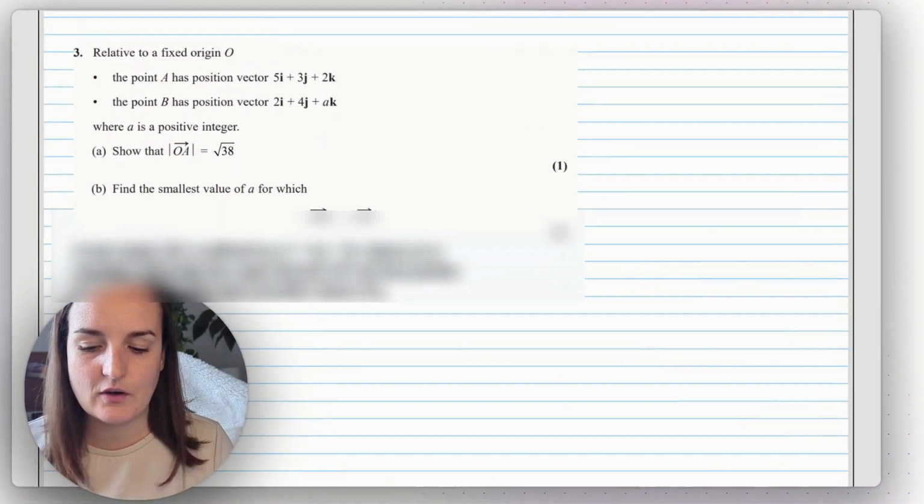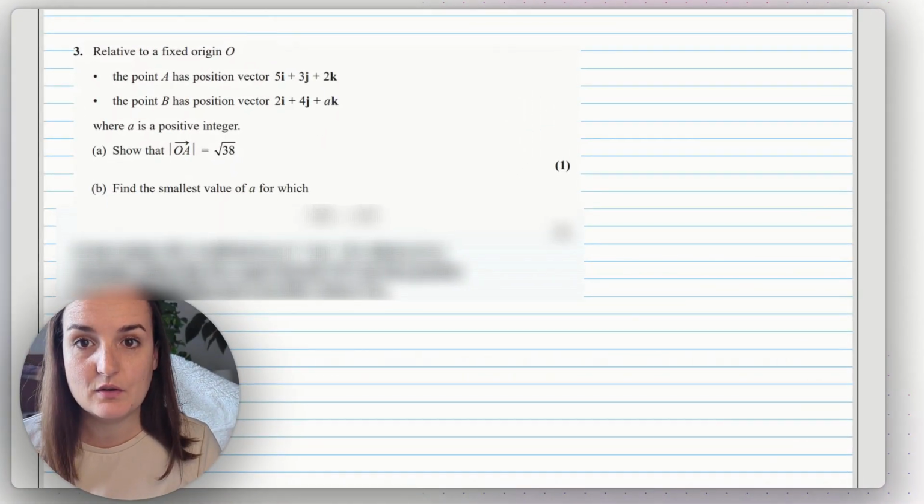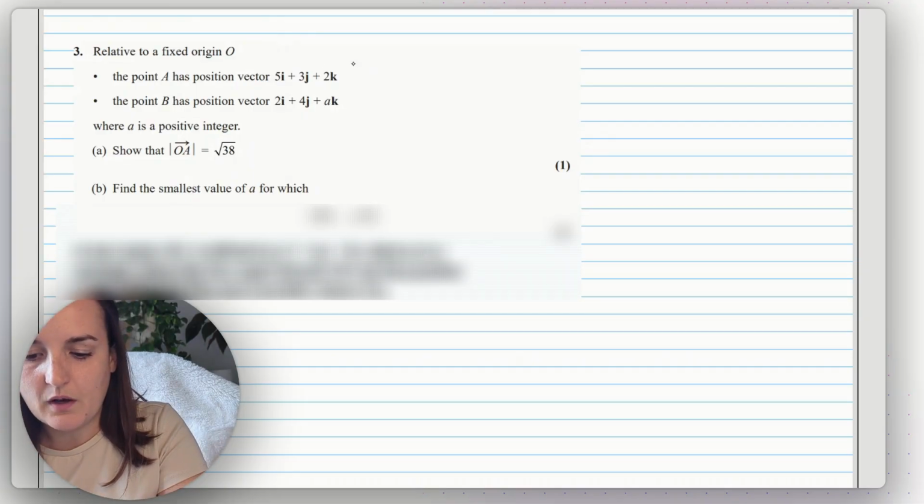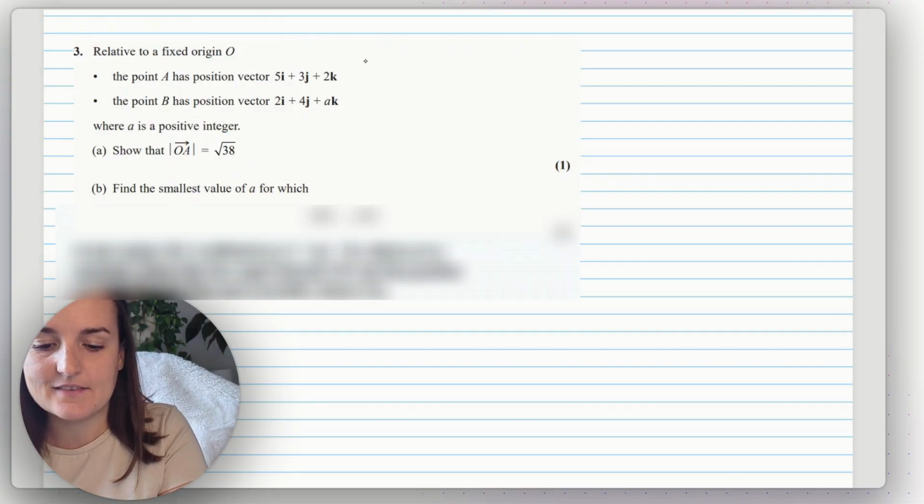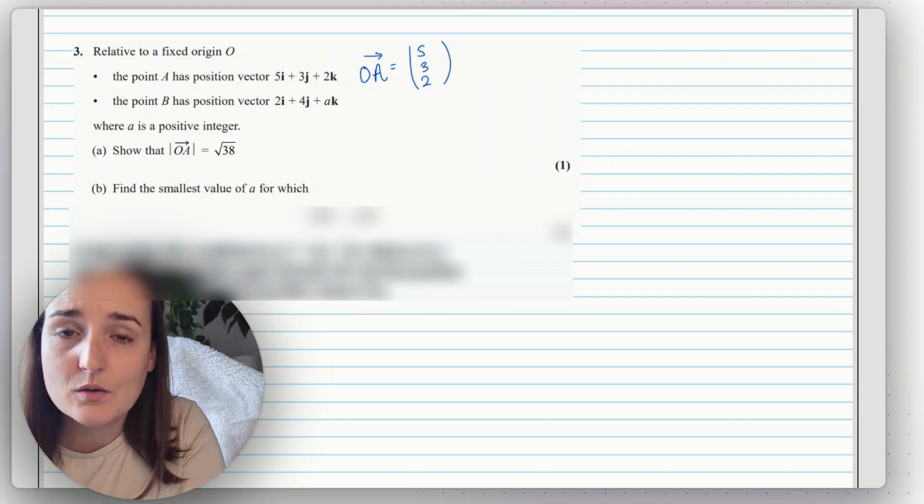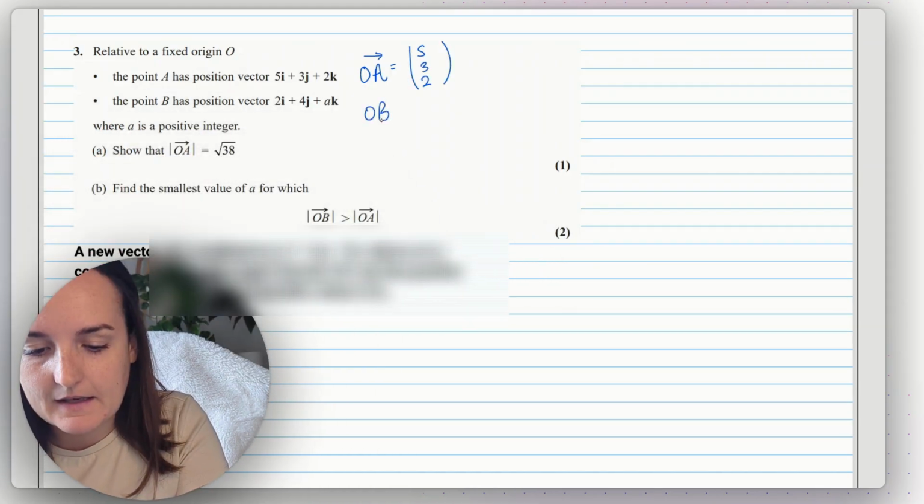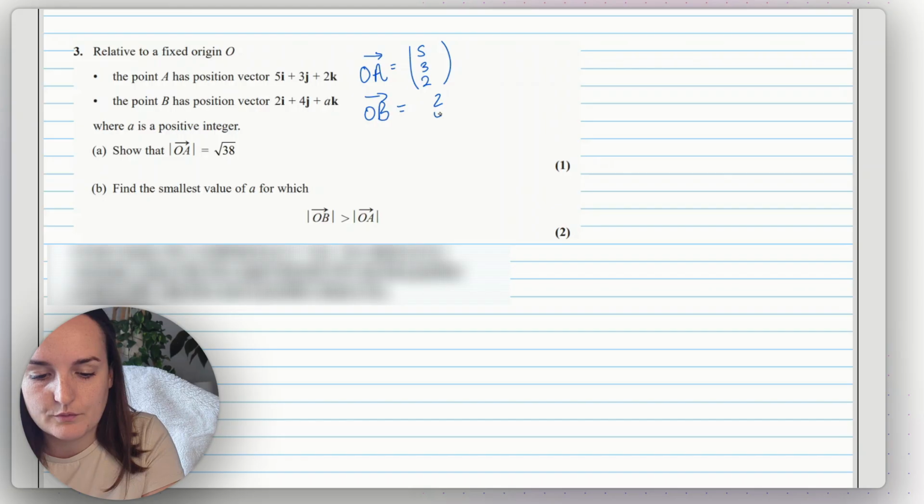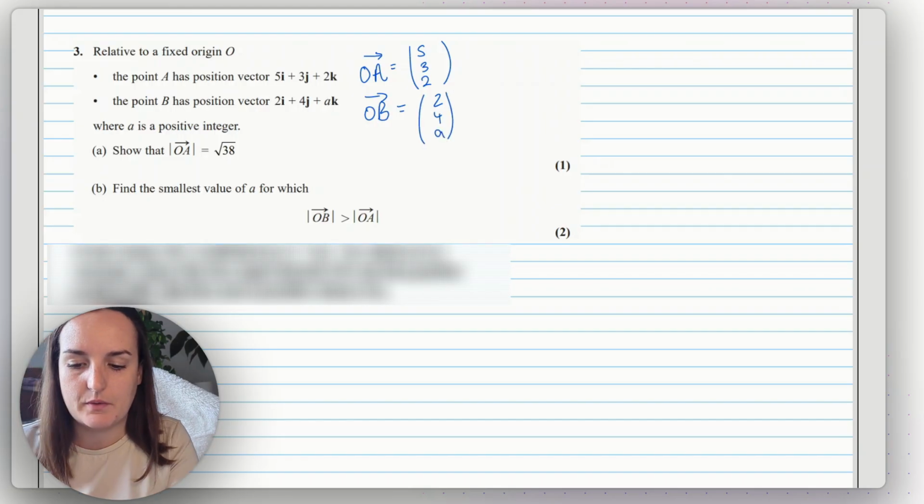Let's go. This is a straightforward question. It starts out with two 3D vectors. Now, just because they're 3D doesn't make it more difficult. We'll start with the position vector A. So a position vector means just from the origin, so OA. And I always like to write them as column vectors. Who likes i, j, and k? I don't know. And then we'll do OB is 2, 4, and a. It's just so much easier to work with them as column vectors.